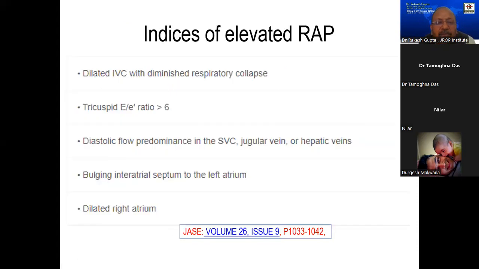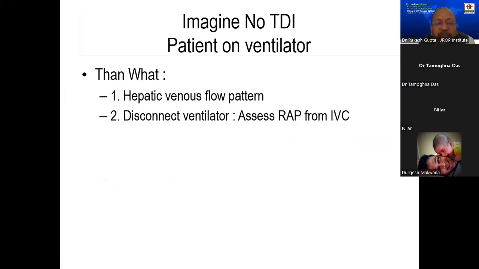And third, most commonly, if your patient is on a ventilator, you can disconnect the ventilator for a couple of seconds, which is exactly what I have said a number of times. Look at the IVC size. If the IVC is plethoric, it means your RA pressures are high. If your IVC is small in size, your RA pressures are low, or there is a volume deficit.